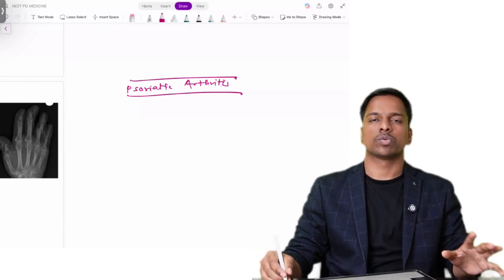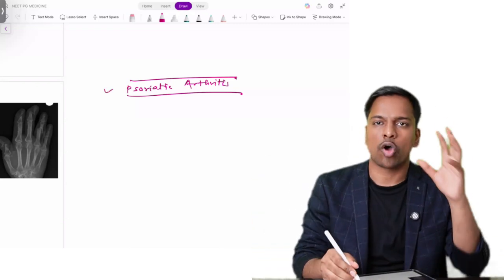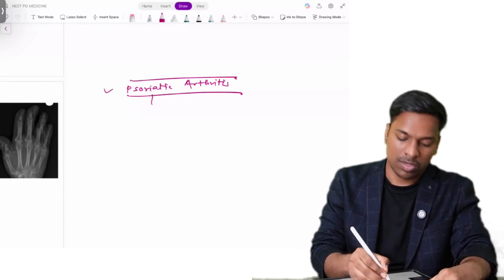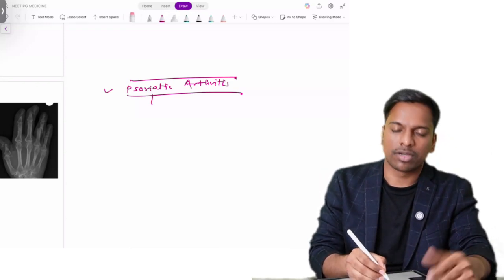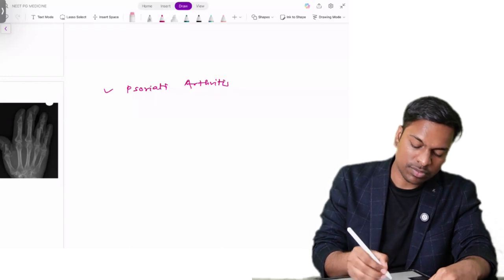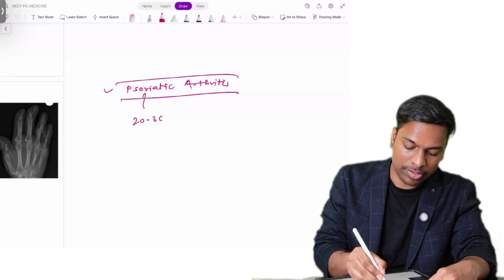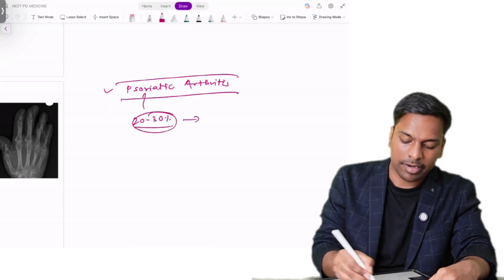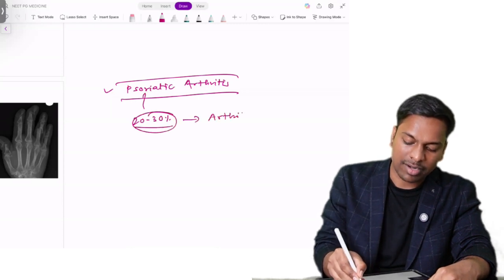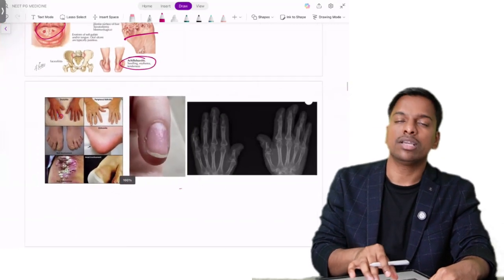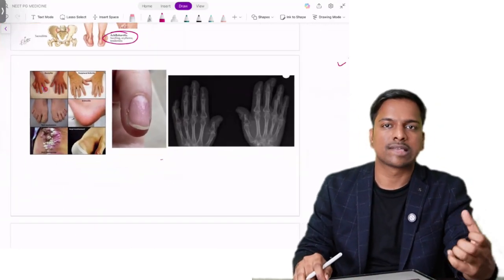Yes, we're all set. So we are talking about psoriatic arthritis, a commonly asked question. Remember, whenever a patient has psoriasis, almost 20 to 30 percent of patients can get arthritis. Very important fact. Whenever someone has psoriasis, obviously skin features will be there.